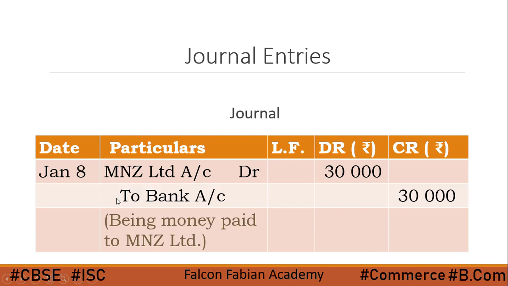In the next line, we will leave some space. First, we'll write To, then bank, then account, and in the credit column, the amount 30,000. And in the next line, the narration would be written, which is Being money paid to MNZ Limited. So MNZ Limited's account debit, in the debit column 30,000, to bank account, this is our credit entry, and 30,000 in the credit column, being money paid to MNZ Limited.